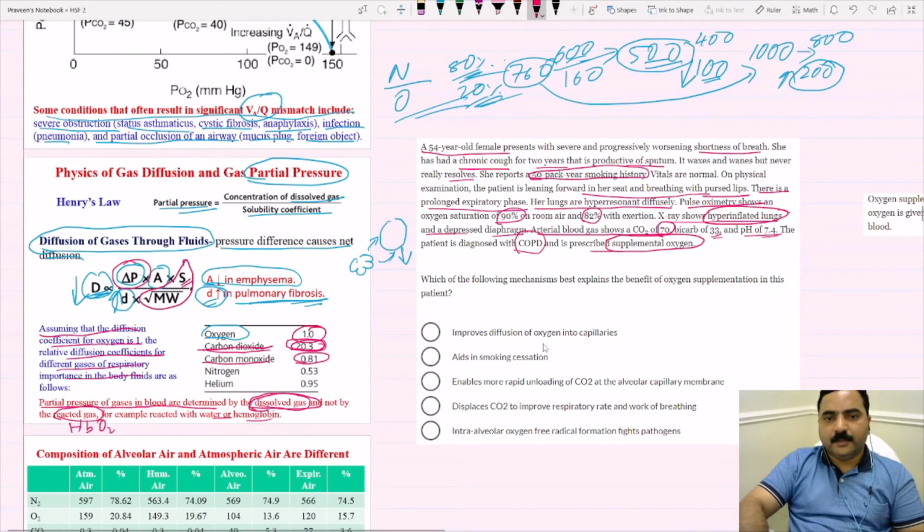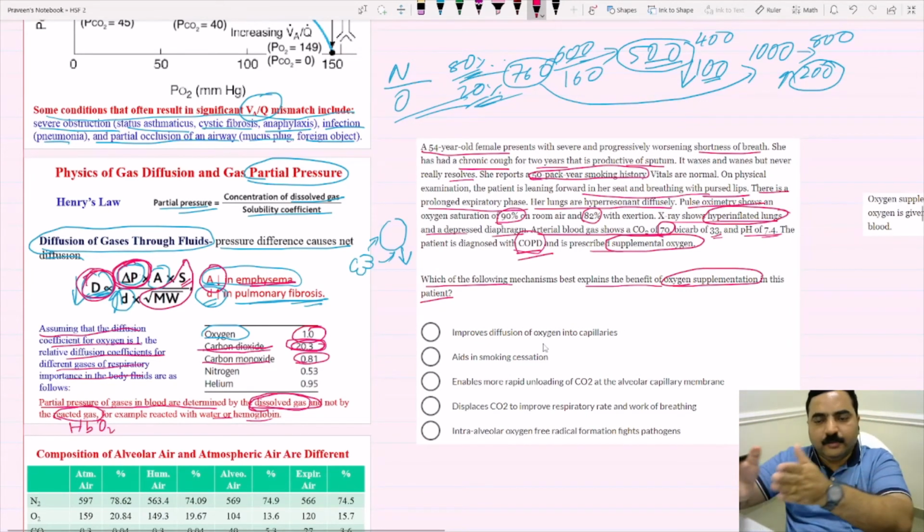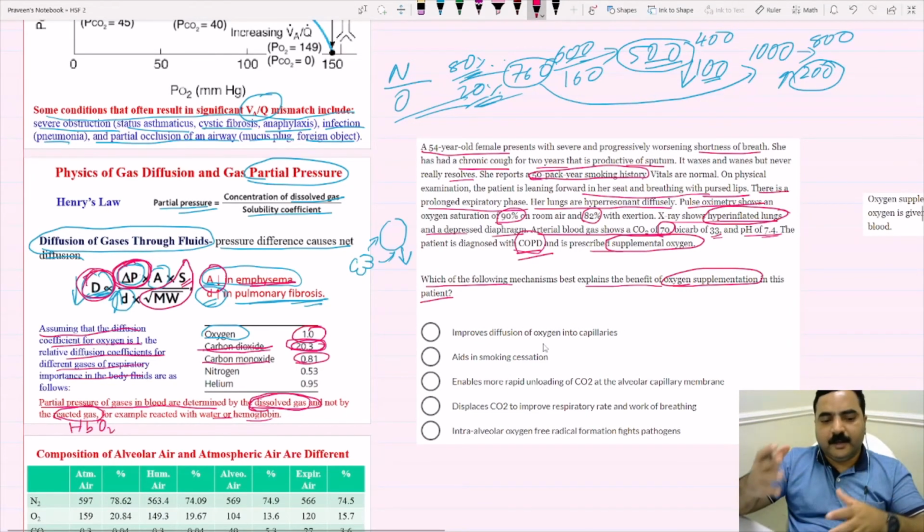So this vignette describes an obstructive COPD condition. Which of the following mechanisms best explains the benefit of oxygen supplementation in this patient? What is the use of giving oxygen to this patient? As you know, in emphysema or COPD, what happens to the surface area? It is decreased. Because of the decrease in surface area, you have difficulty diffusing. So how do you increase this diffusion? By increasing the pressure gradient. If you increase the oxygen in the alveoli, it becomes easy for oxygen to dissolve into the blood, so that pressure gradient is created.